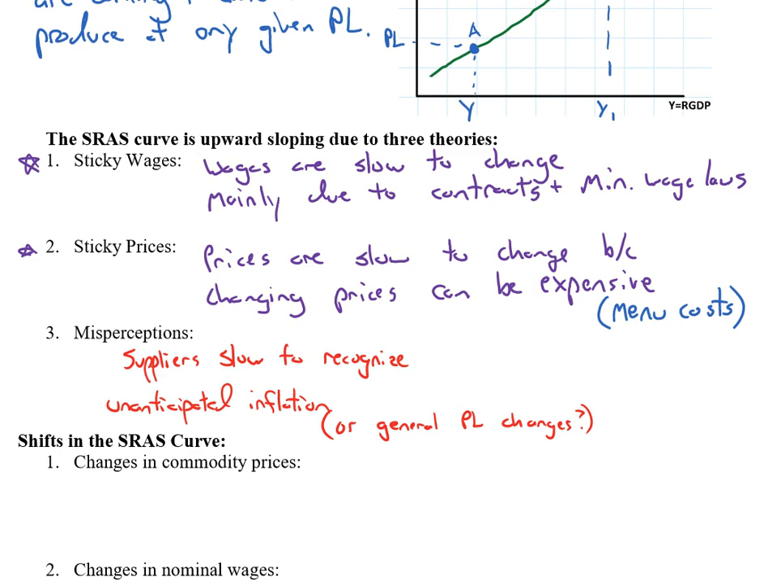Same thing with sticky wages and sticky prices. Let's go with sticky wages. If price levels start rising, wages are stuck at their previous levels, and so there's maybe more profits for businesses, so they start producing more. Sticky prices is a similar idea where price levels are going up throughout the economy.